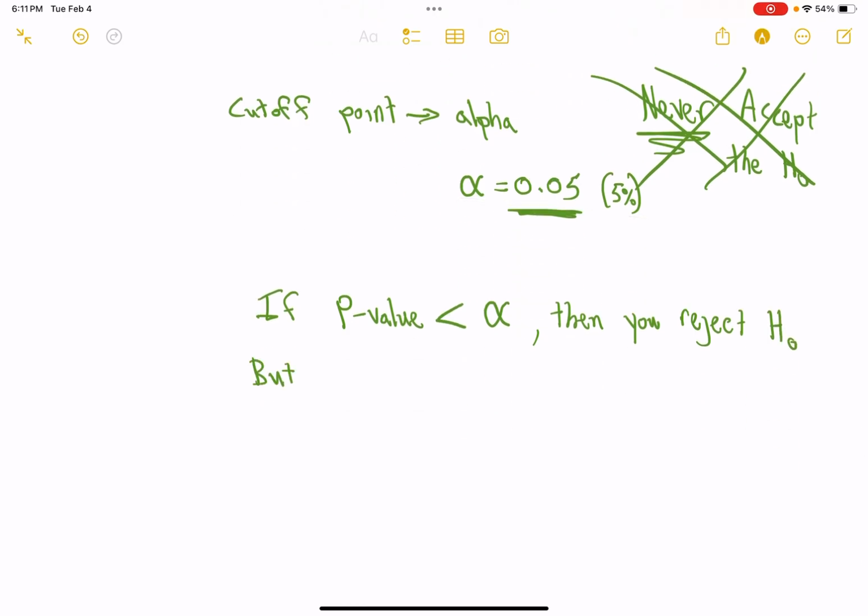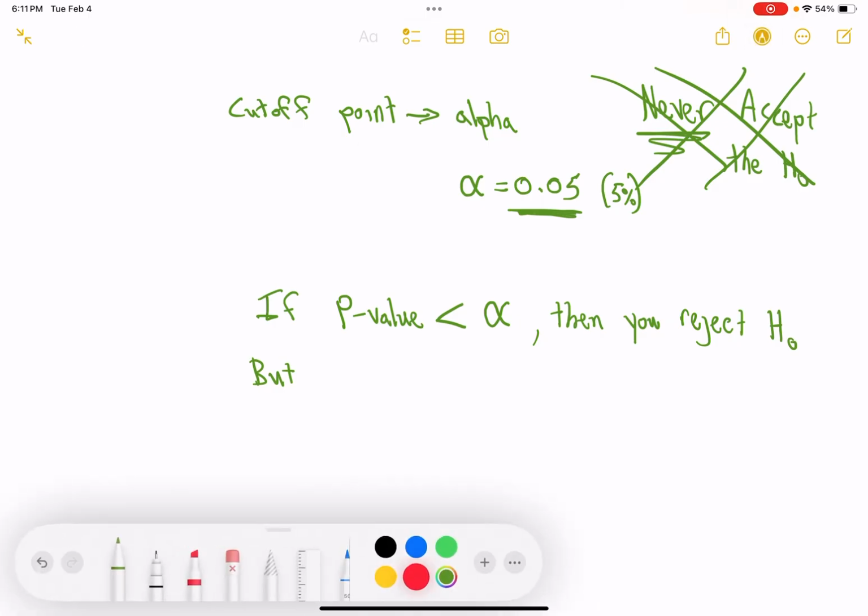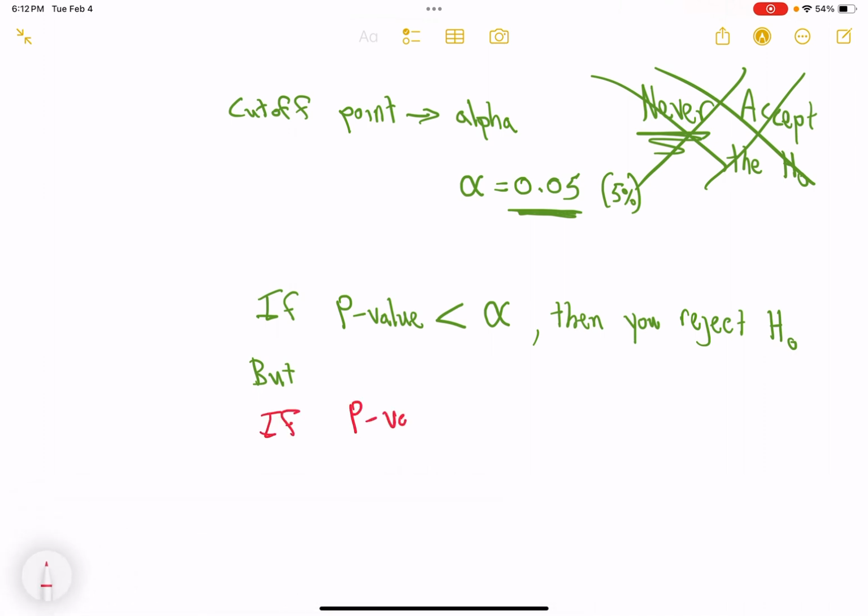But if, on the other hand, your p-value is greater than the alpha or equal to the alpha, even if it's equal, then you fail to reject the null hypothesis. And that should make a lot of sense.